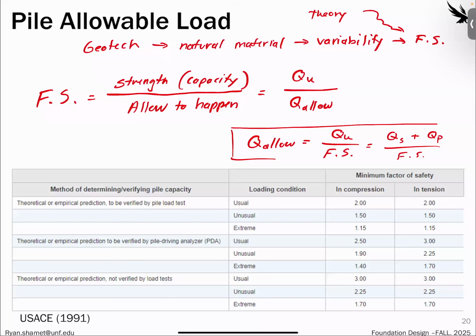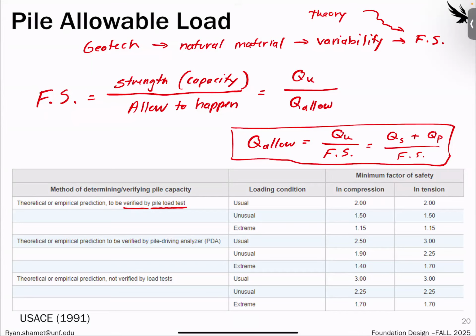Now, in the reference manual for the Army Corps of Engineers that I posted, this is just a nicer looking slide, but simply it's pretty much the same. These are some of the suggested factors of safety or minimum factors of safety. And you can see for compression and for tension, they might vary based off of the method of determining or verifying the pile. So even if we are using a pile load test, so verified using a pile load test, we still have to have a minimum factor of safety that is pretty high. So 1.15 to 2.